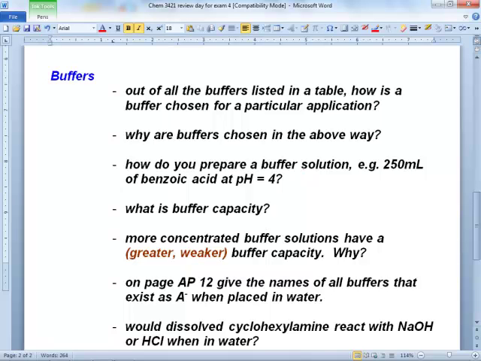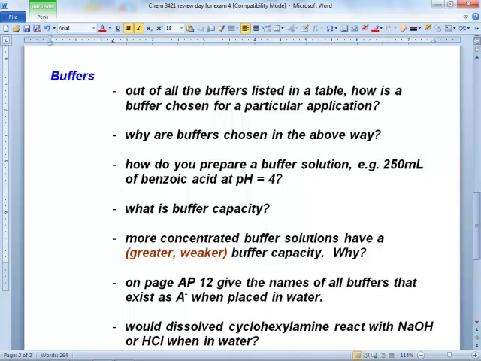So Nyla, out of all the buffers listed in the table, how is a buffer chosen? Like for Erica's application there of controlling the pH. How do you pick a buffer? There's a gazillion of them. Yeah. As close to the pH as possible. Right. Okay. And pick a buffer that has a pKa closest to the pH that you want.